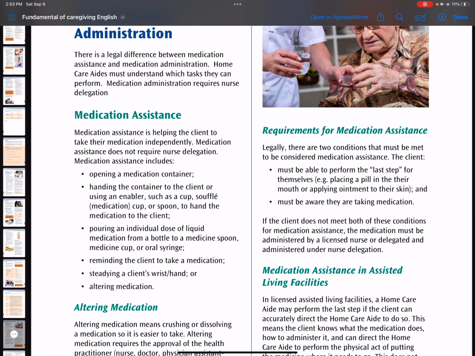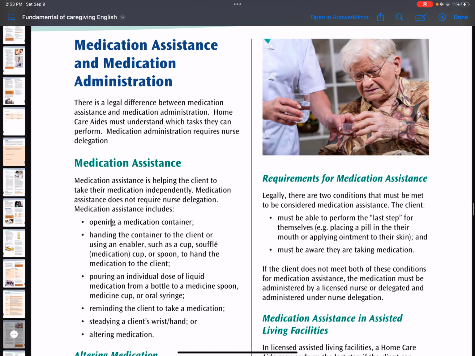Medication assistant is helping the client to take medication independently. For medication assistant, you don't need a delegating nurse to delegate to you. You can do it just because you took this class. You can give medication to people. But for medication administration, a nurse has to come and show you how to do it. That's the difference between those two. But let's see each of them one at a time.